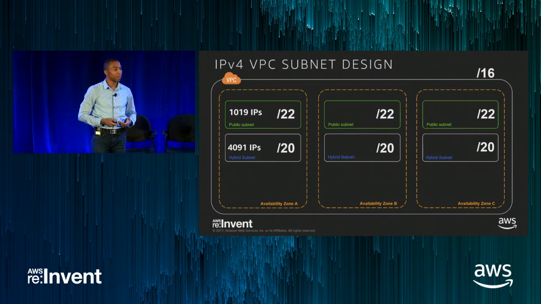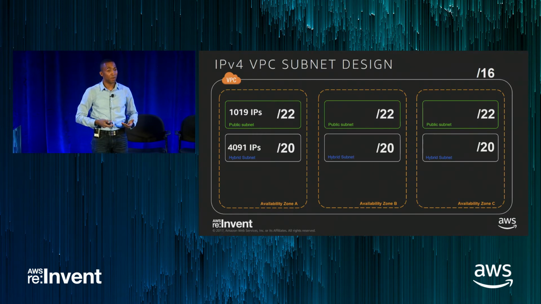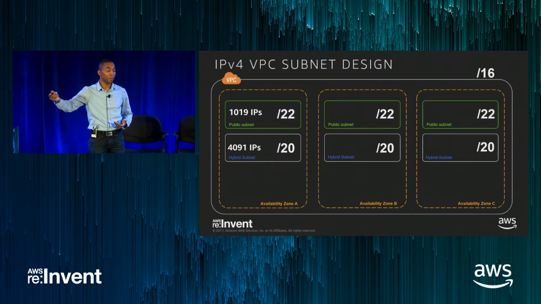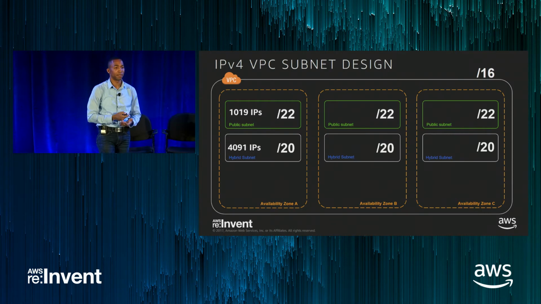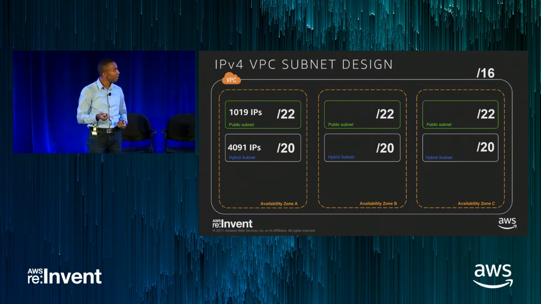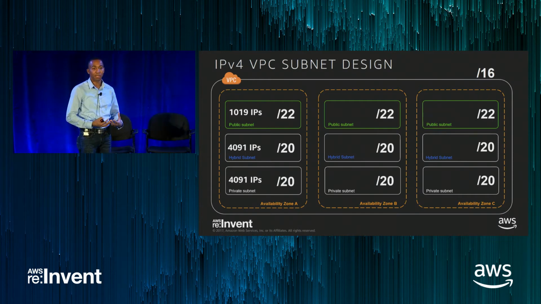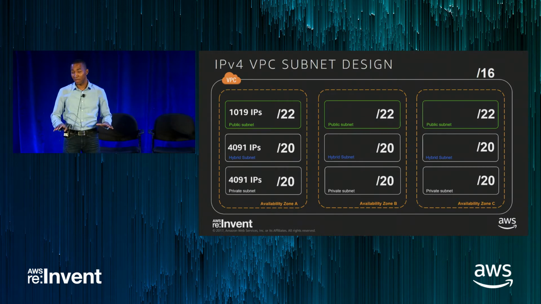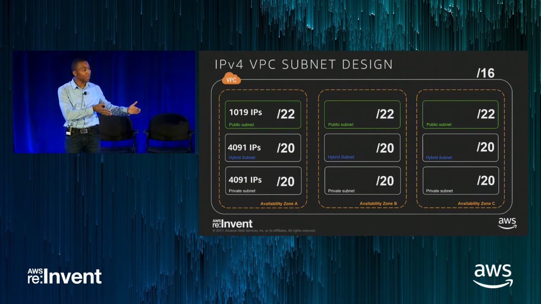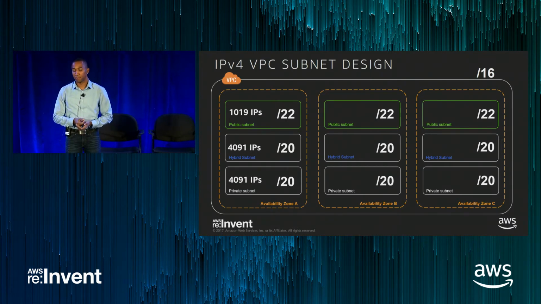And a hybrid subnet is one in which you have applications that no one online should initiate communication with, but your application needs access to the internet for certain resources. And lastly, you can have private subnets. Private subnets have no way of getting to the internet. As a matter of fact, the only thing they communicate with are applications within the VPC and on premises.